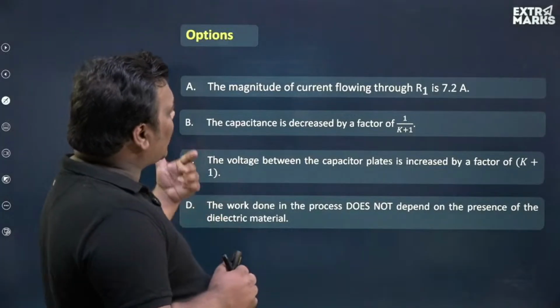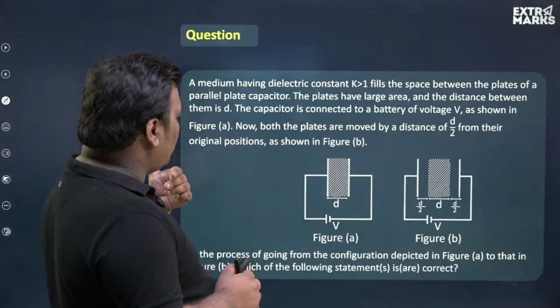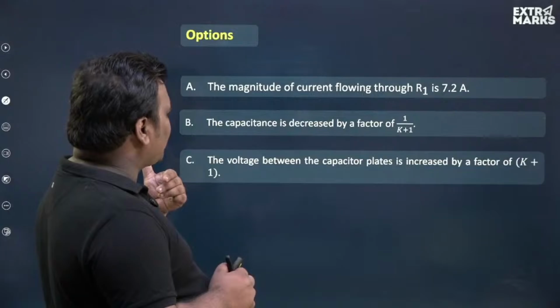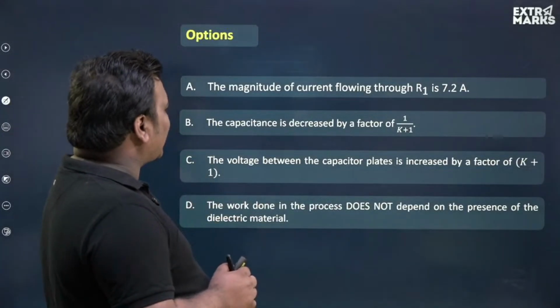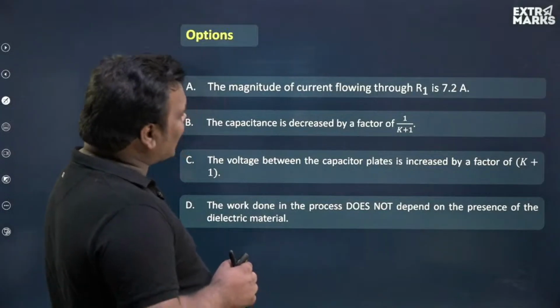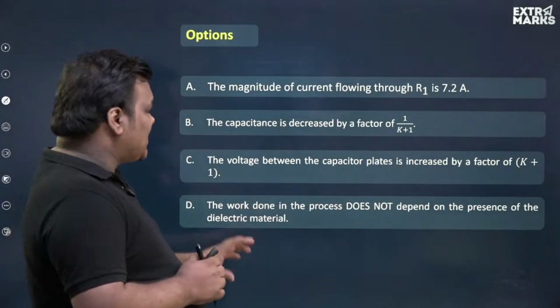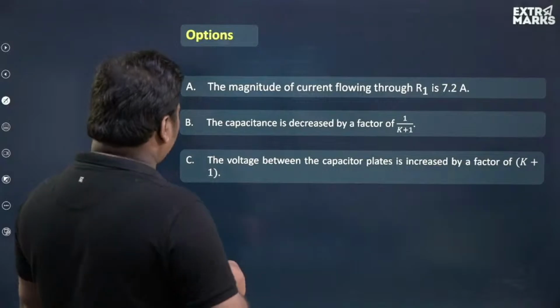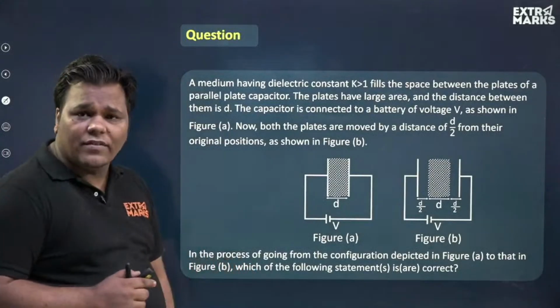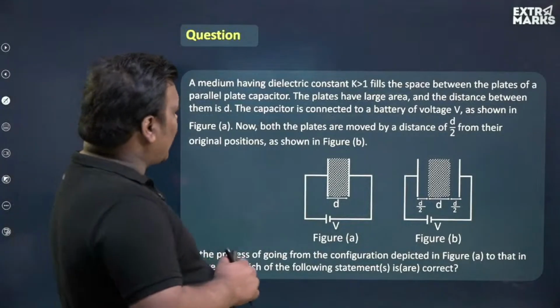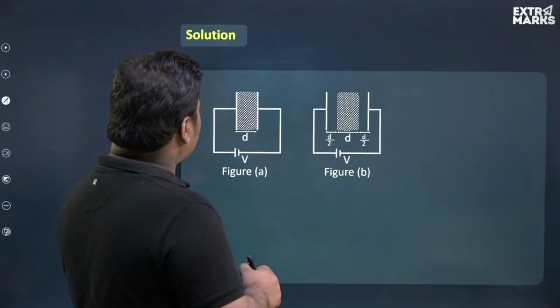Magnitude of the current flowing through R1 is 7.2. I think that was not necessary. Then the capacitance is decreased by a factor of 1 upon K plus 1. The voltage between the capacitor plates is increased by this, and the work done does not depend on the presence of a dielectric material. How can we solve this question? Let me just tell you. It's a very simple one.